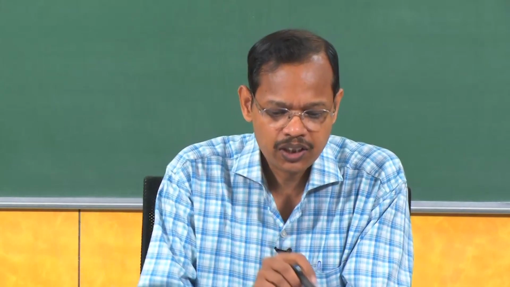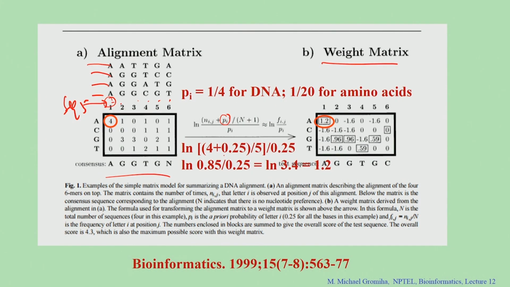In the case of protein sequences, if you have several sequences and add one, the probability is 1 by 20, right. So here this is pi, equal to 0.25 in the case of DNA, that is 1 by 4, and equal to 1 by 20 for amino acids. Now they use Nij, where Nij equals 4 plus the probability. If you add one more, what is the probability of having that nucleotide? This is 0.25 divided by the number of sequences plus 1, so 4 plus 1 equals 5.